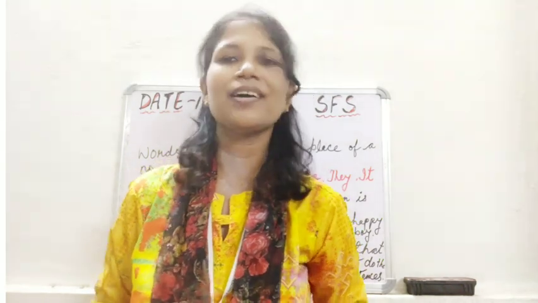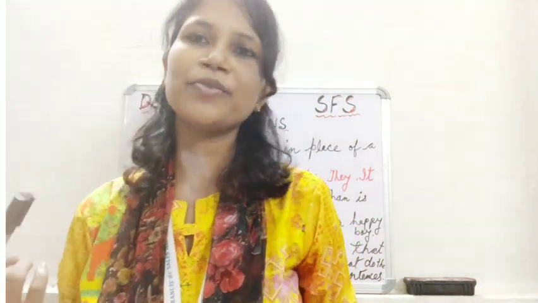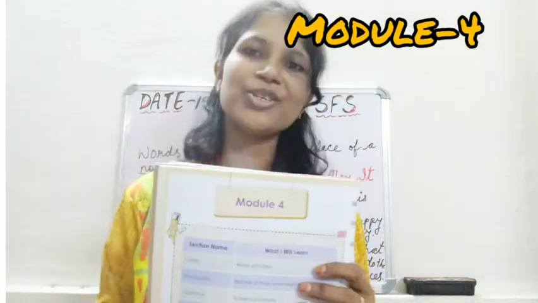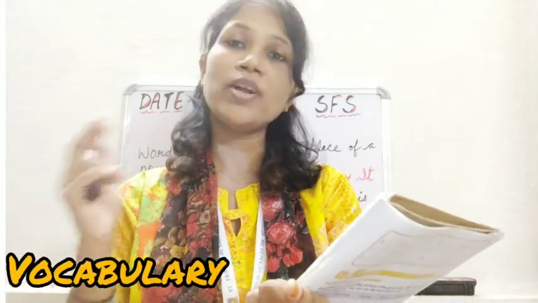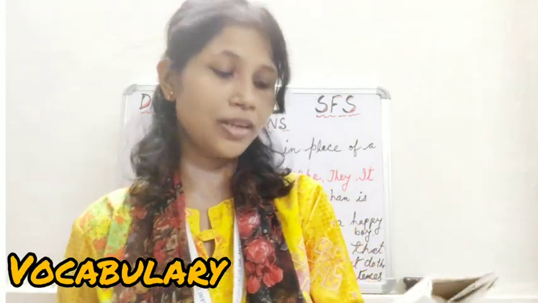So dear students, let us do a quick recap of what we did in our previous class. As you all remember, in our last class we started Module 4 from our English workbook. And what are the things that we discussed? First, we discussed I Listen, word dictation. And second, we discussed the vocabulary part, names of fruits and vegetables. And I hope you have done your work in your books.